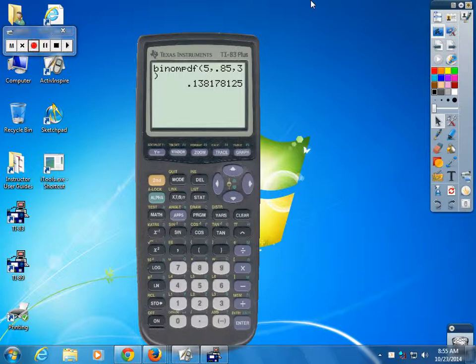It just asks you, it doesn't ask you N, P and X, it asks you to put it in. You gave me one, not like that, but like this. So the trials would be 5, and the P would be 0.85, and the X is 3, and then enter. It just puts it in there for you.